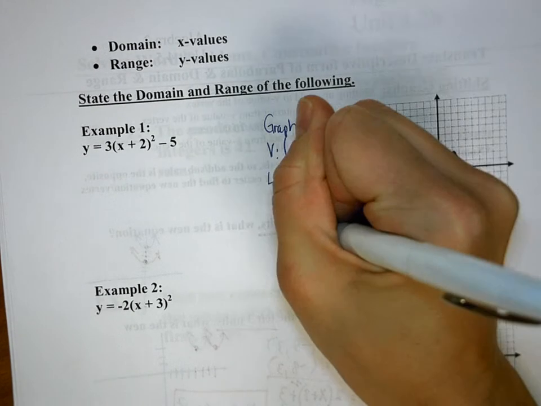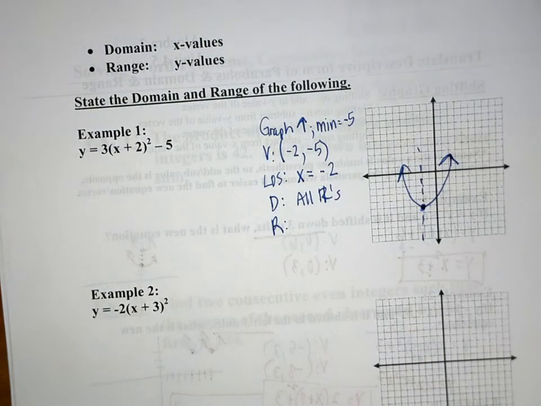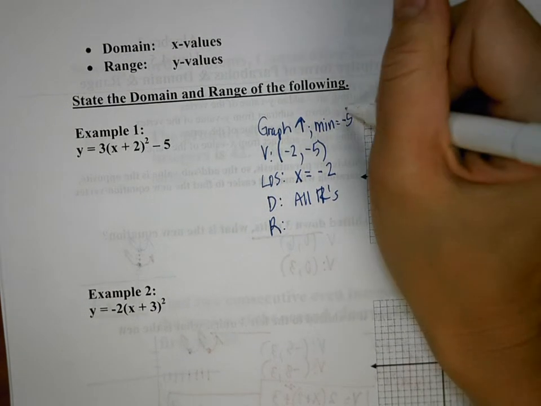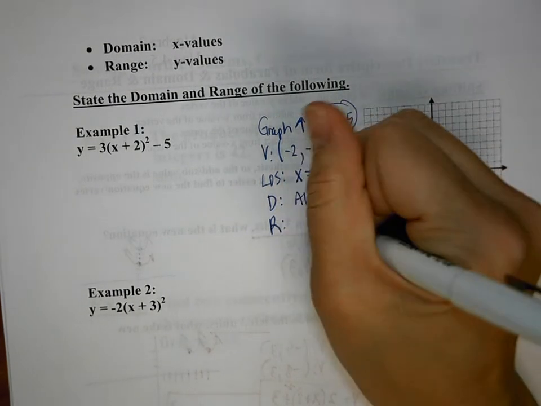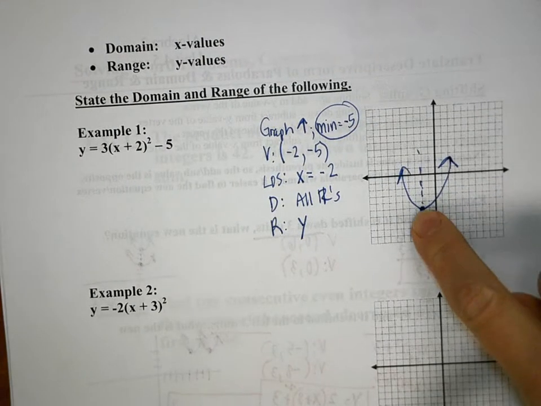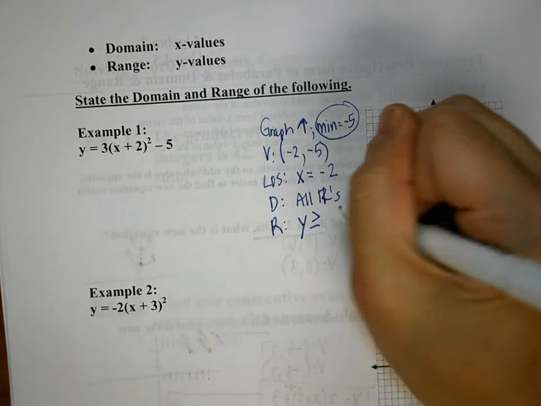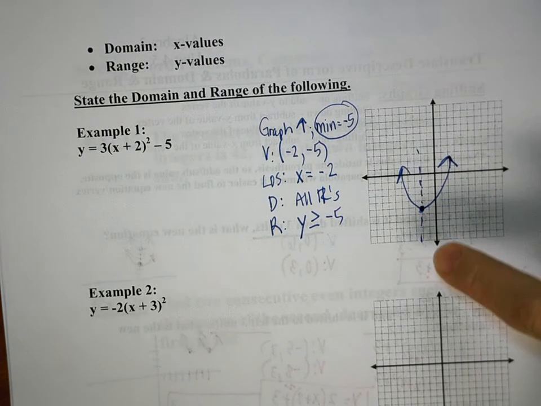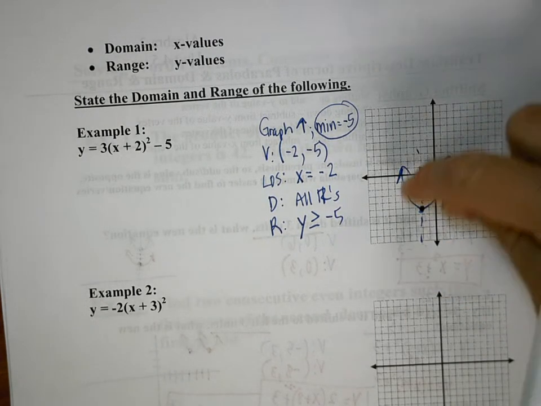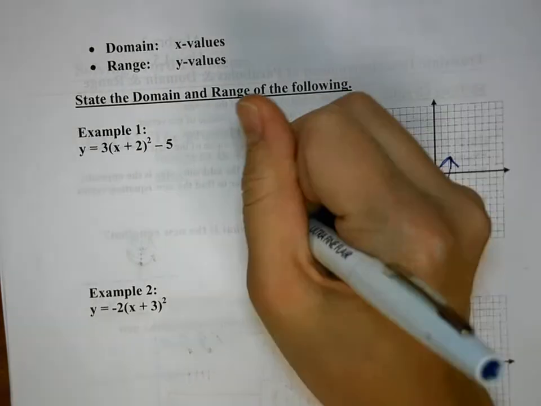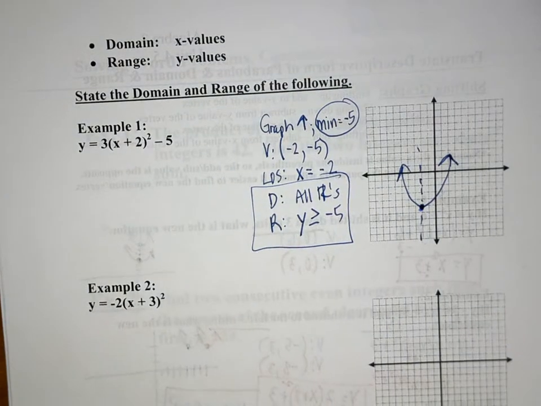For your range, though, it's different, and we talked about how there's a minimum value. Right here, this is your range. It is dealing with your minimum value. Range is dealing with y. So on this one, it's going to be y is greater than or equal to -5. It's always whatever your max or minimum value is, and if it's going up, it's going to be greater than. If it's going down, it's going to be less than. And that's it. So this is your domain and range for this problem.